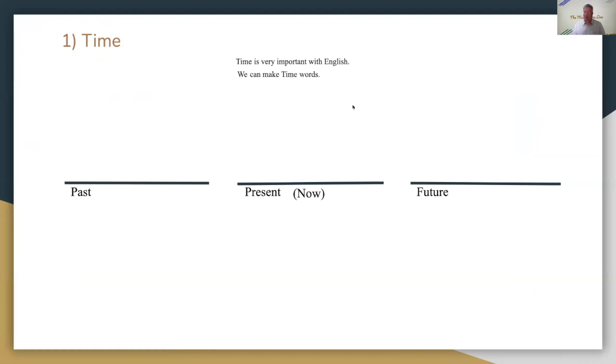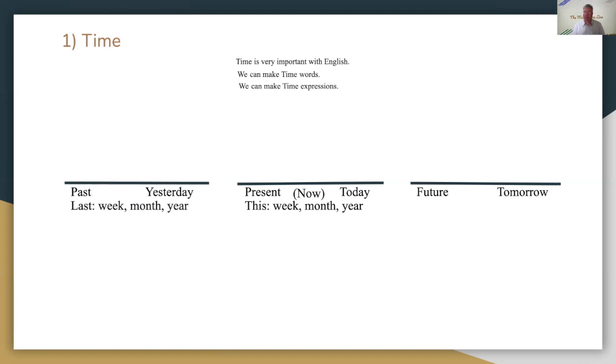We can make time words. Time words like today, yesterday, and tomorrow. We can also make time expressions. For example, this week, this month, this year, last week, last month, last year. And finally, next week, next month, or next year. Okay? So time is just the important idea, and the present time is now.